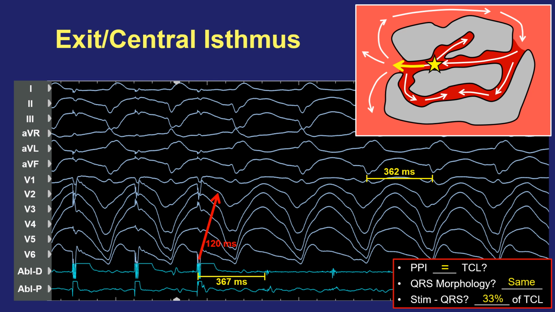So here we are in the central isthmus, maybe a little bit toward the exit, a little bit distal. So this is perfect. This is the exact place that you want to ablate. It's in the isthmus, sort of central toward the exit. This is a perfect place. You have this nice mid-diastolic fractionated potential, you have a perfect post-pacing interval, your QRS is the same, and the timing from stim to QRS is ideal. Fantastic. A great place to ablate this VT.